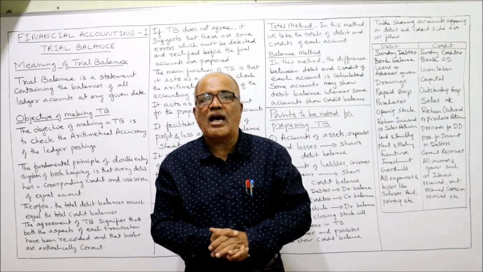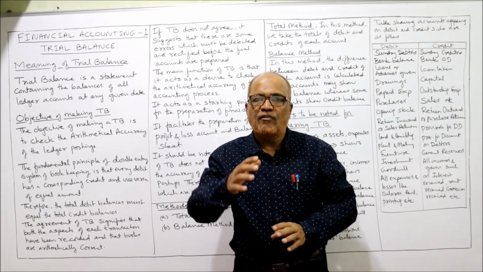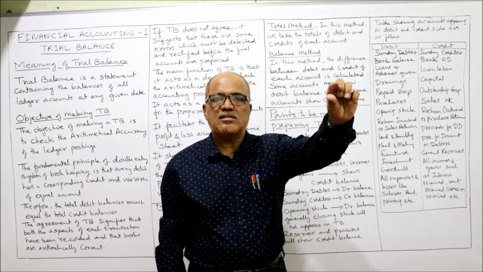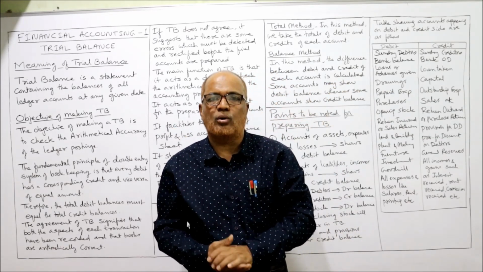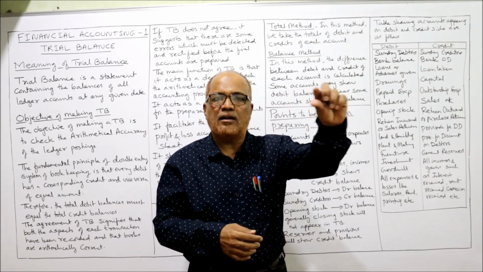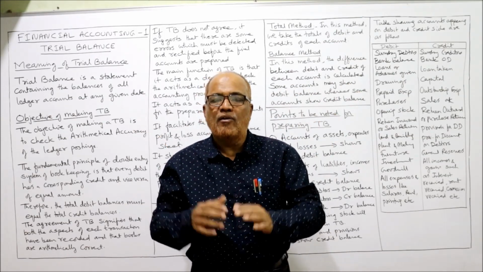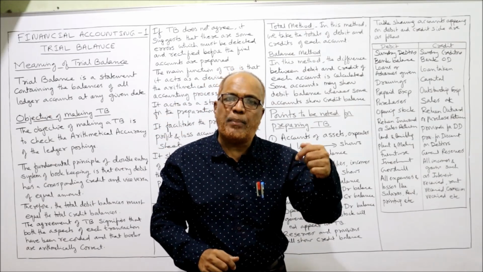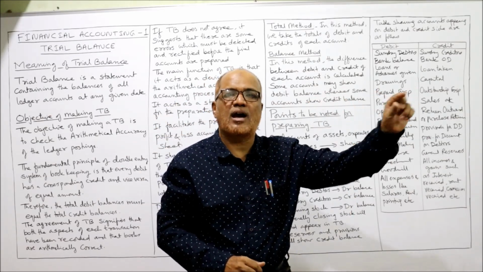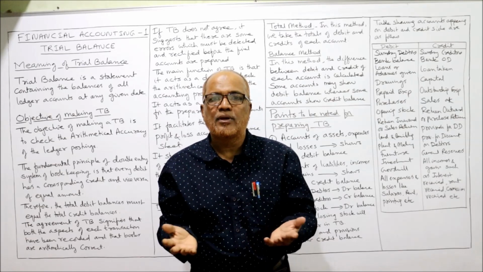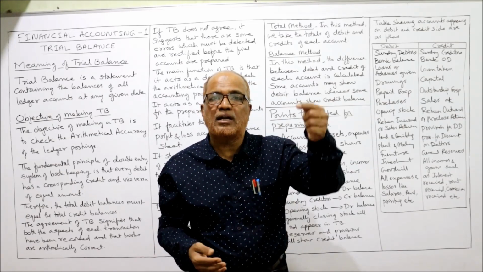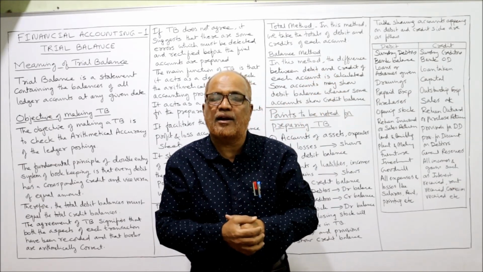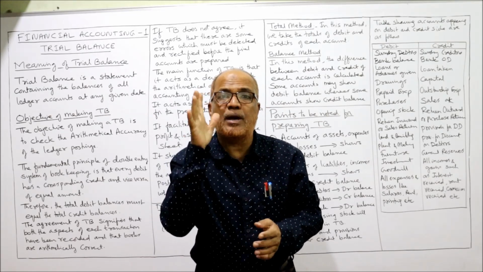We have seen in the last video regarding journal entries. When we pay salaries, salaries account debit to cash account. When we pay rent, rent account debit to cash account. When we sell the goods, cash account debit to sales. When we purchase the goods, purchases account debit to cash. In every transaction we are debiting one account, crediting another account with the same amount.